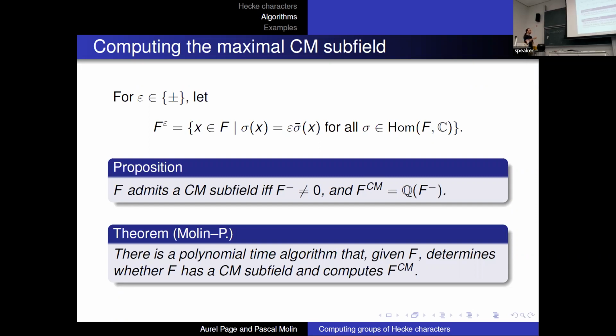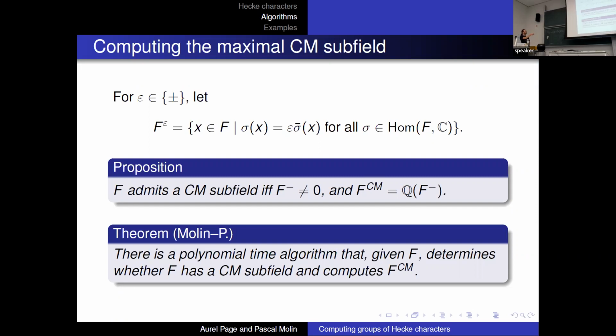And the whole point is to reduce to some linear equation. Basically, you can write this Q vector subspace of F, defined by sigma of x equals plus or minus sigma bar of x for all complex embeddings. Note that this is a linear equation in F, and Q-linear. And we prove that this completely characterizes the existence of a CM subfield and the maximal CM subfield.